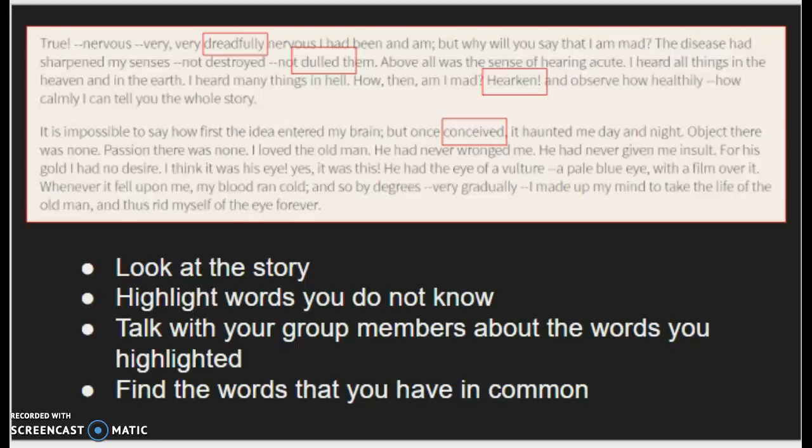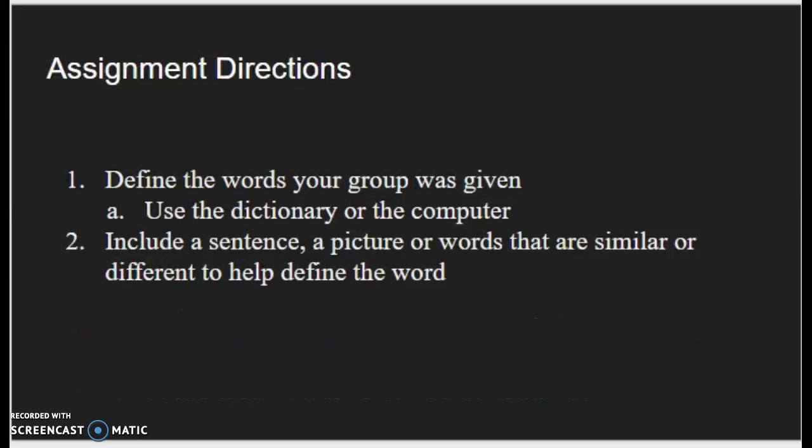Because what we're going to do with that is an assignment where we define those words. So after we come together as a class and we all talk about the words that we don't understand and we write them all down on the board, we are going to define the words that a majority of us don't know. And we're going to do that in our groups. So each group is going to have 2 to 3 words they must define.